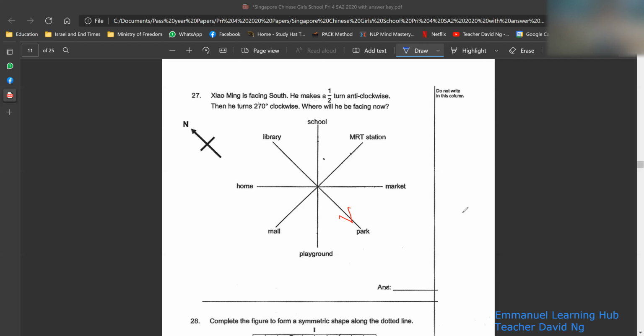What does that mean? Anti-clockwise means which direction? This direction or this direction? Left or right? The left one, okay. So it's this direction. Half a turn, right? So half a turn, he's facing library. Okay, right now he's facing library, right? So 270 degrees clockwise.